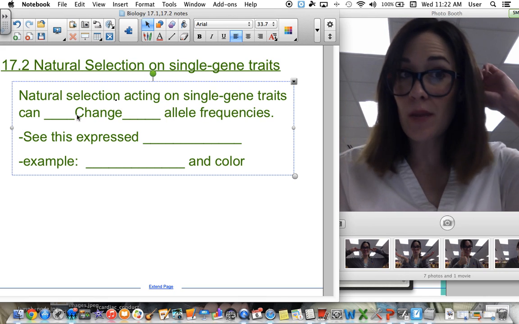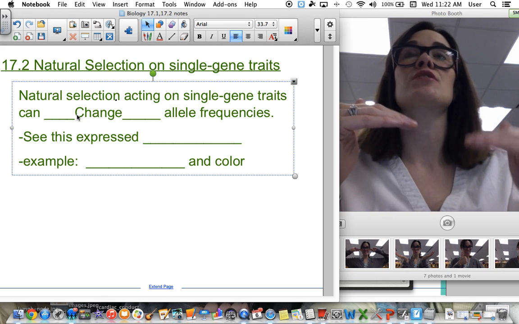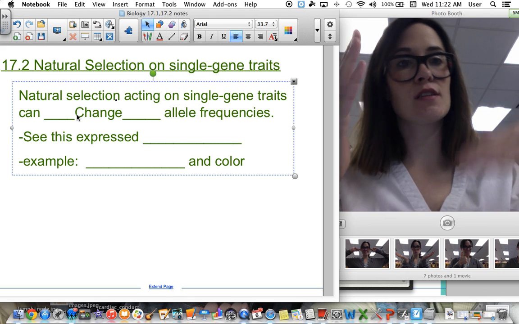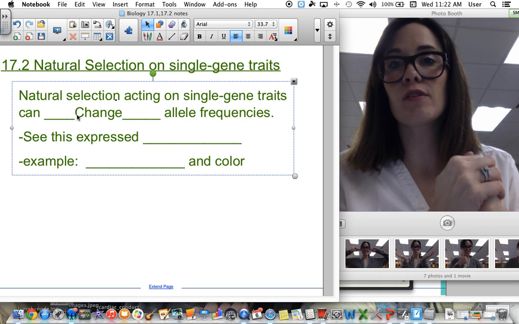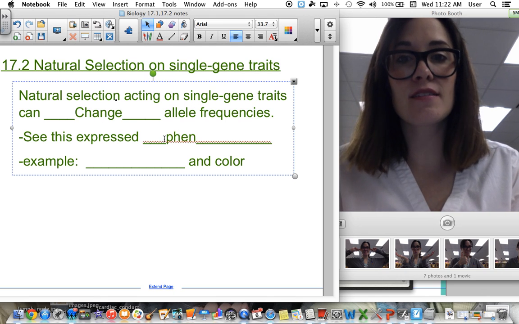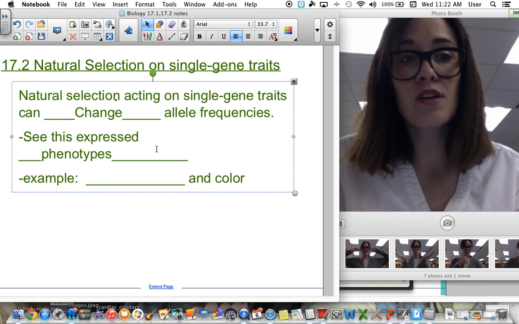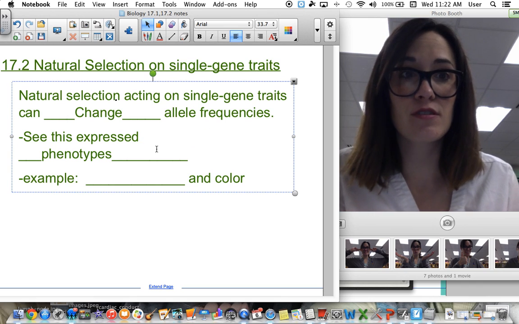So that 20% or that 40%, 60%, big B, little b, it can change it from 50-50 to 60-40. It can change that frequency of an allele. We see this change expressed in the actual phenotypes. The phenotypes will change if that allele frequency changes.